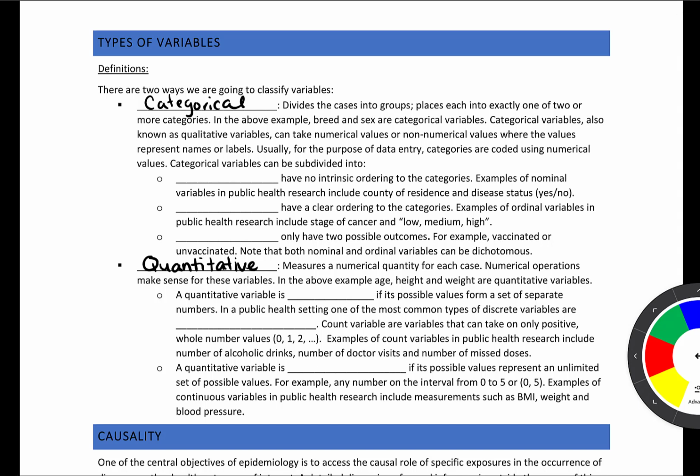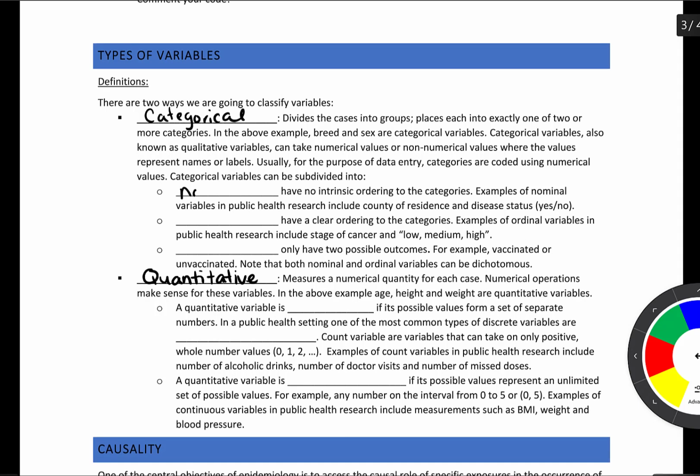Categorical variables divide the cases into groups, and so it places each into exactly one of 2 or more categories, whereas quantitative measures some numeric quantity for each of the cases. And so we're going to break categorical and quantitative down into different types. The first type of categorical variable is nominal. Nominal variables have no intrinsic ordering to the categories.